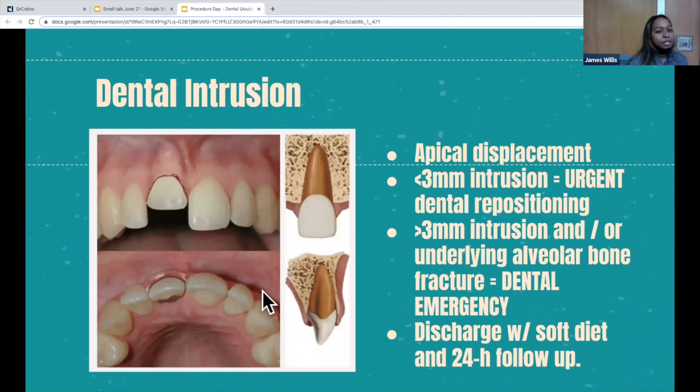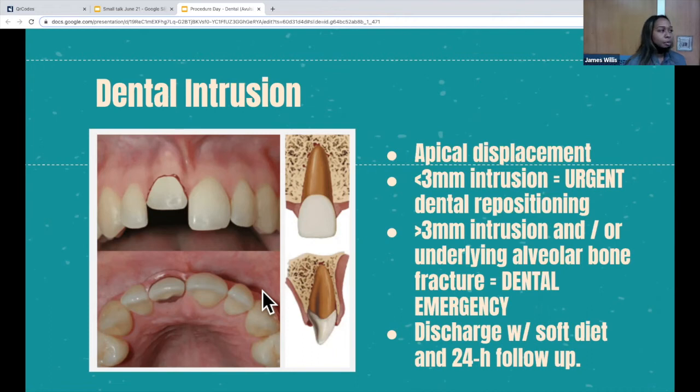The management for this depends on the degree of intrusion. If the intrusion is less than 3 millimeters, this can be left alone to erupt spontaneously, but the patient needs to have dental follow-up. For deeper intrusions over 3 millimeters, the tooth really should be repositioned and stabilized. Although this can be completed at a dental follow-up.